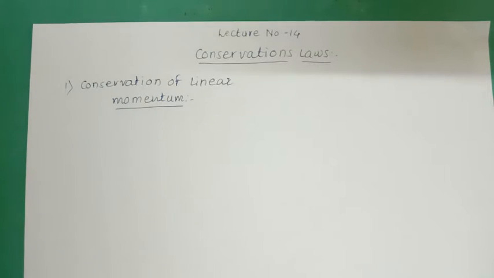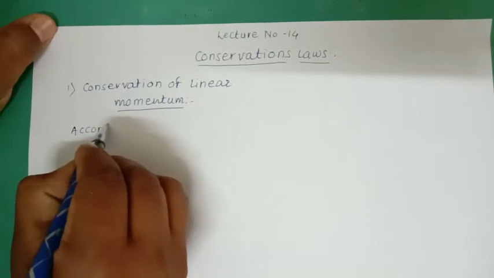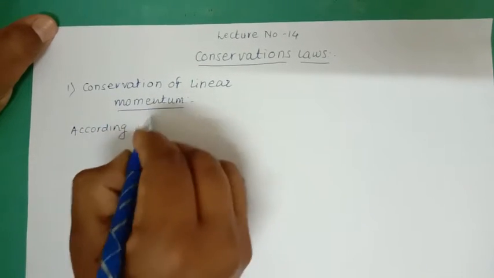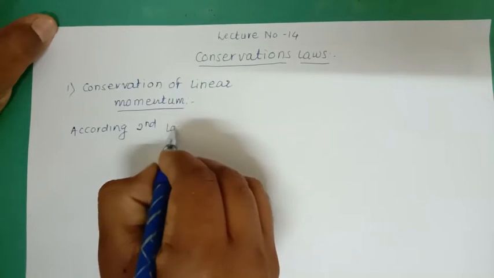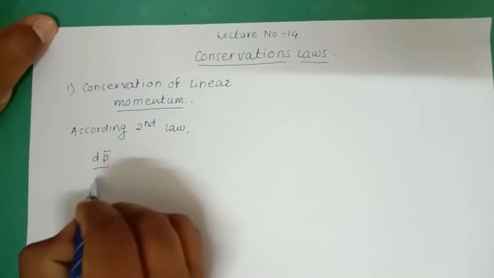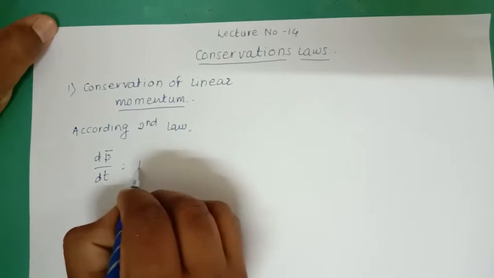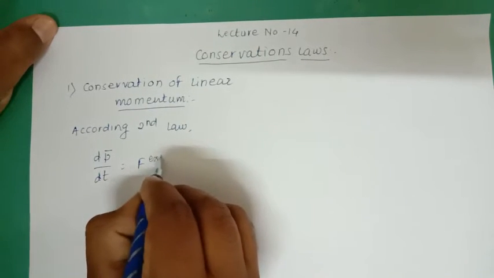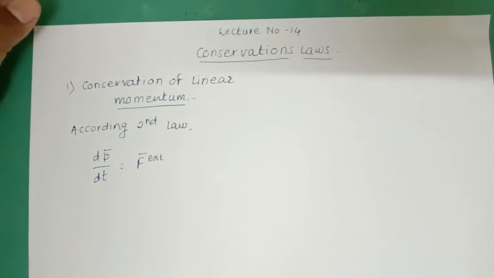Let's start. According to Newton's second law, what is the statement of Newton's second law? The rate of change of momentum is equal to F external. So we already saw F external. This was our last topic.